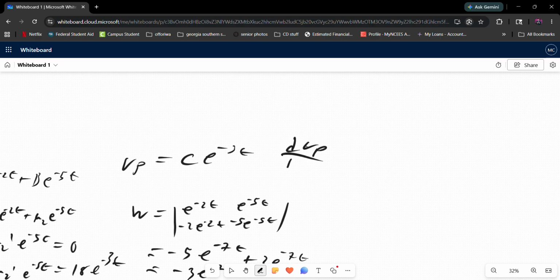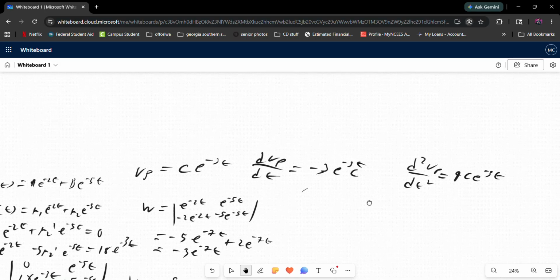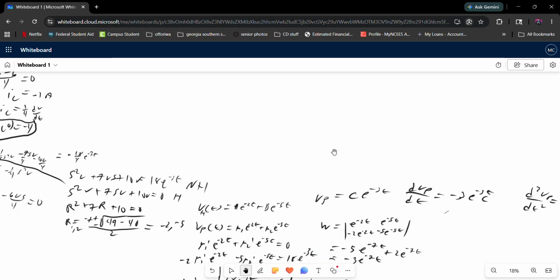So we have dv sub p/dt. It's going to be negative 3c e to the negative 3t. Don't forget the c. And then the second derivative, d squared v sub p/dt squared, is going to be equal to 9c e to the negative 3t. All right, now we have to plug that back into our original expression. So where's that at? The non-homogeneous. Okay, here it is.